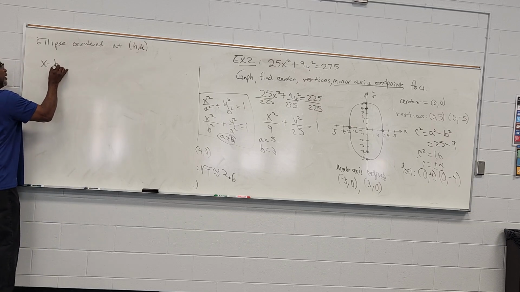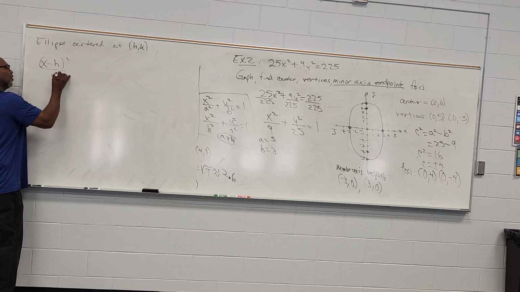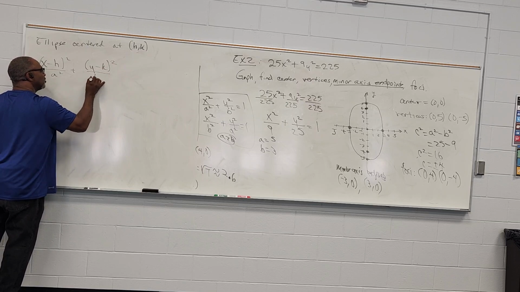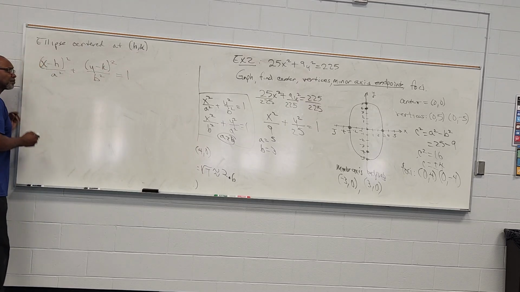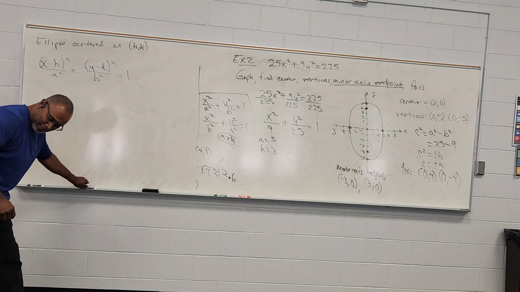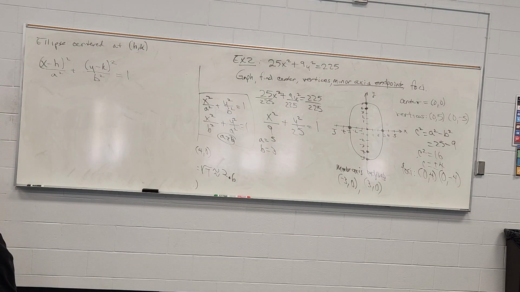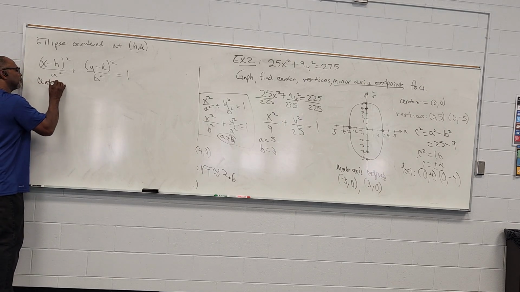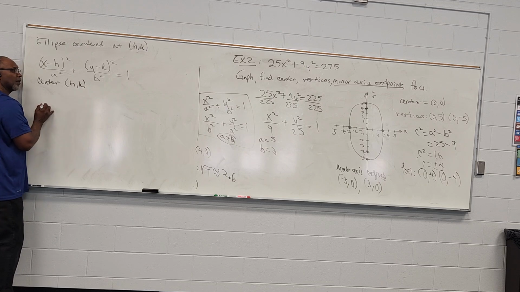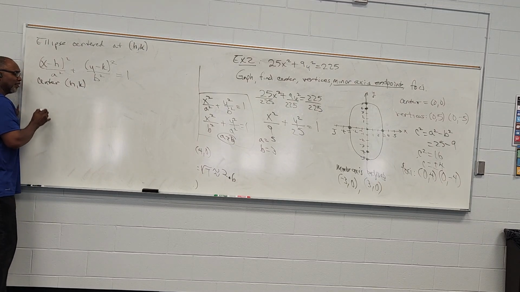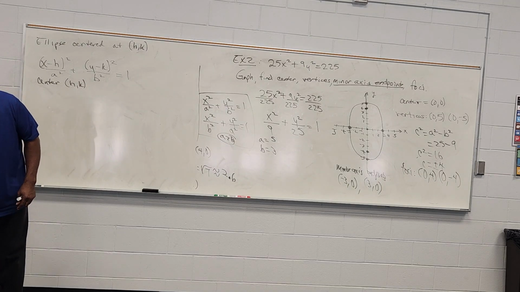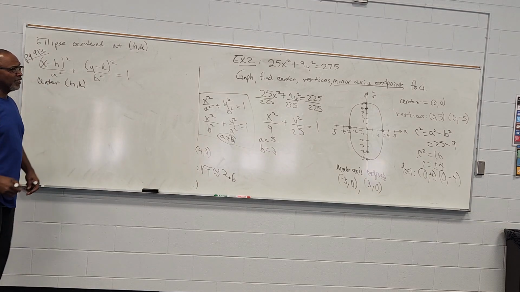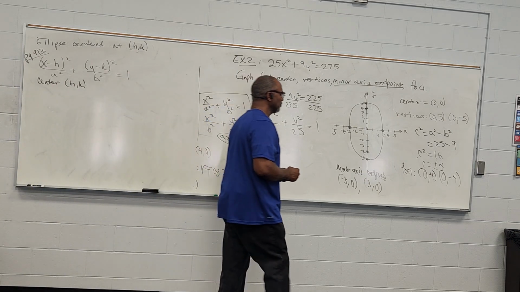So now, X minus H squared over A squared plus Y minus K squared over B squared equals 1. Okay? And again, you got to remember A is greater than B. So the center will be H comma K. Okay? And this is all on page 913.